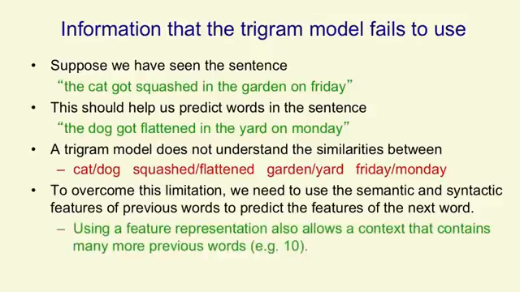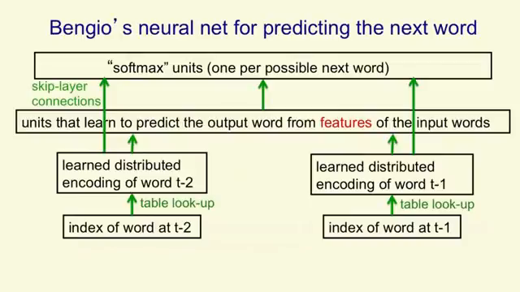Using a feature representation allows us to use much bigger contexts that contain many more words, for example 10 previous words. Geoffrey Bengio pioneered this approach for language models, and his initial network for doing this looks rather familiar. It is actually very similar to the family trees network. It's just applied to a real problem and it's much bigger.